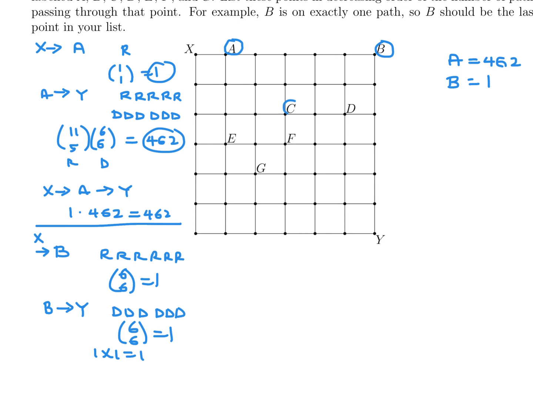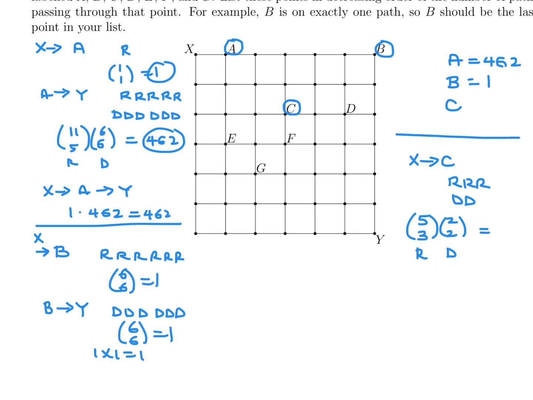But then we start getting interesting with C. C requires a little bit more work. First, we have to calculate from X to C. And that'll be, we have to go right 3 and down 2. Is that right? Yeah. So then from those 5 choices, we choose 3 to be the R's. And then from the remaining 2, you choose those 2 to be the D's. And then 5 choose 3 times 2 choose 2 is, I believe, 10. So there's 10 different ways of arranging 3 R's and 2 D's.